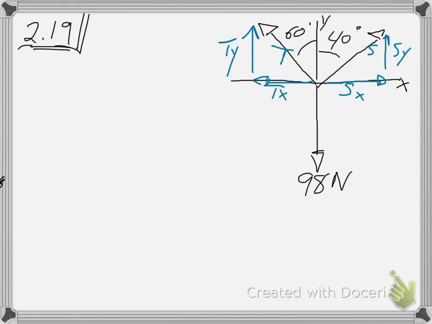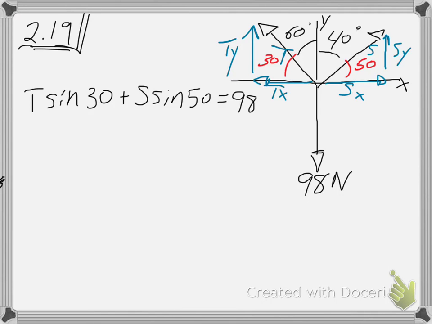So we need to do some trigonometry here. First of all, you have to recognize that the angles that these cables make with the horizontal are 30 and 50 degrees. That's basic geometry. And then we'll do some basic trigonometry. So here I'm going to create an equation for the vertical components and set them equal to 98 newtons in this case. So here's my first equation: T sine 30, which is the vertical component of T, plus S sine 50, the vertical component of S, is equal to 98. So that's the upward forces equals the downward forces.